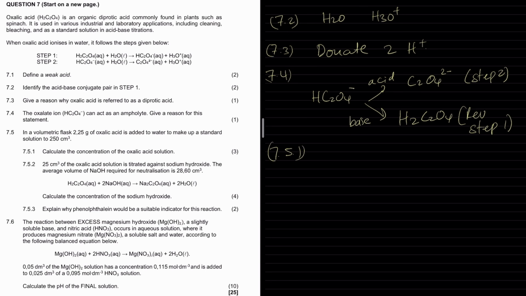Question 7.5.1. In a volumetric flask, 2.25 grams of oxalic acid is added to water to make up a standard solution to 250 cm cubed. Calculate the concentration of the oxalic acid. So here we can use the formula C is equal to m over capital M times V. The mass is 2.25. The molar mass of oxalic acid is 90. And the volume that they're making this in is 0.25 dm cubed. That gives us a concentration of 0.1 moles per dm cubed.